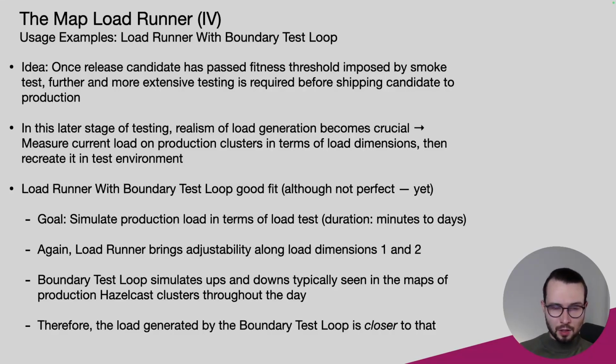So once your release candidate has passed that initial fitness threshold imposed by that super quick smoke test that you ran with the batch test loop, more testing is required, obviously, and the further you go in your iteration cycles, the more extensive that testing has to be in order to really find out whether there are any issues with your configuration.